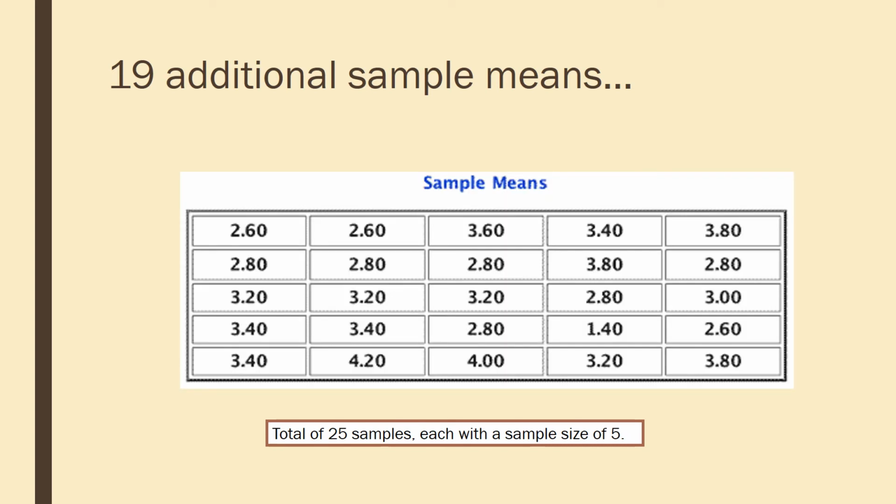And so here are our sample means. So it has the original 6 and it has 19 more. So we have a total of 25 samples, but still each of them have a sample size of 5. So each of these little blocks, each of these cells represents a sample mean of a sample of 5. Okay, and then there's 25 of them.